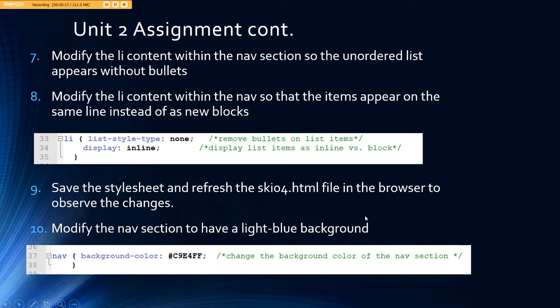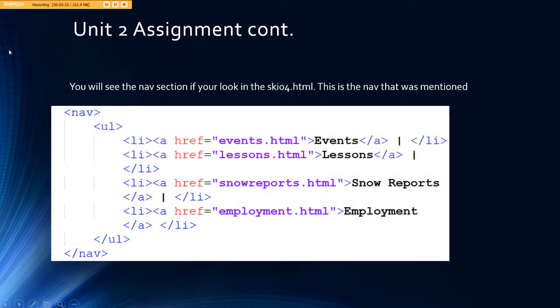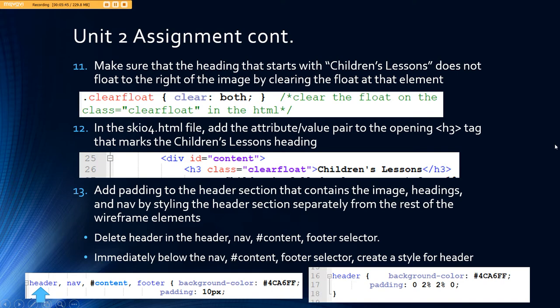So save the style sheet and observe the change. Modify the nav section to have a light blue background. So here we have nav, we have black background color, and then the comment. And I just wanted you to see what they're talking about as the nav. So it's where it says events, lessons, snow reports, employment, how that looks on the page.